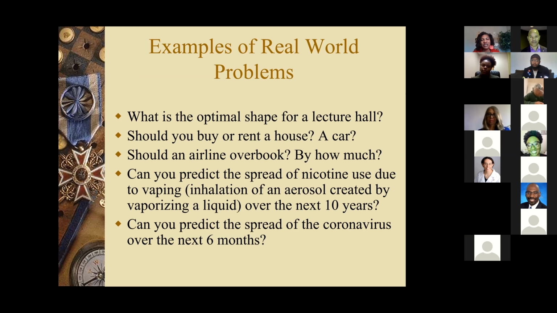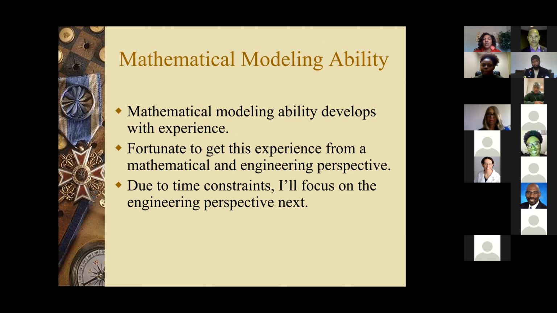So can you predict the spread of the coronavirus over the next 6 months? And these are all examples of real world problems. And these are all examples of the different types of STEAM careers that people will probably try to answer. And so what is the mathematical modeling ability? In order to answer these types of open-ended questions, we need mathematical modeling.